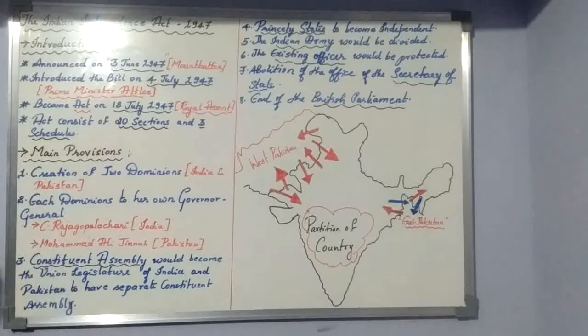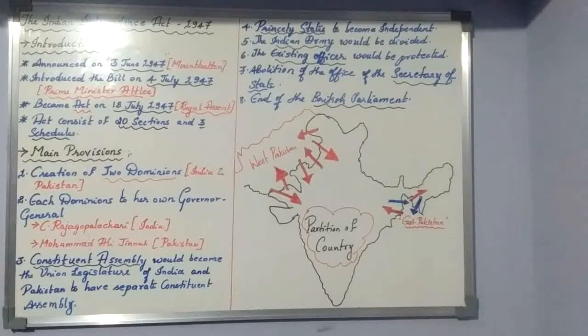In that we have a few main provisions related to Indian independence. Let us see them one by one. The first and foremost is, according to the Indian Independence Act, from 1947 onwards there will be a creation of two domains. The partition of our country will be made: one will be called India and one will be called Pakistan. These two domains will be there in our country from 15th August 1947 onwards.